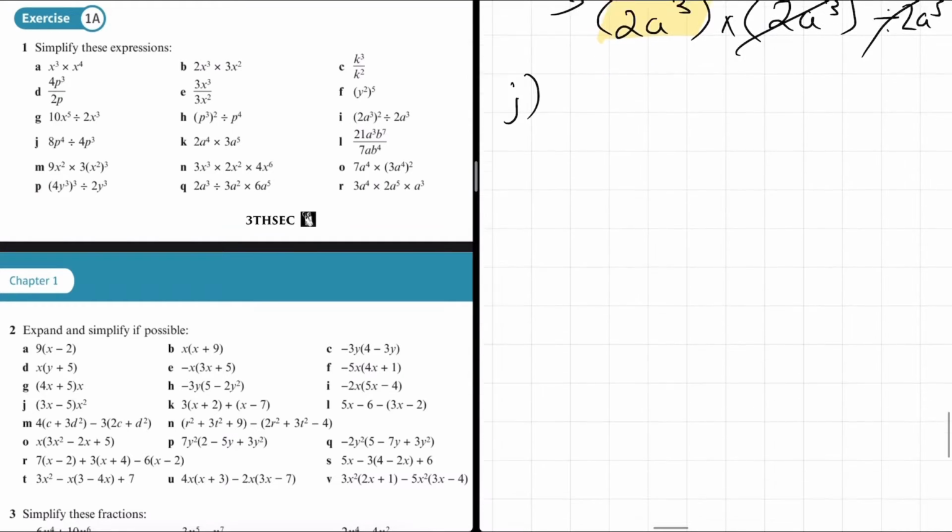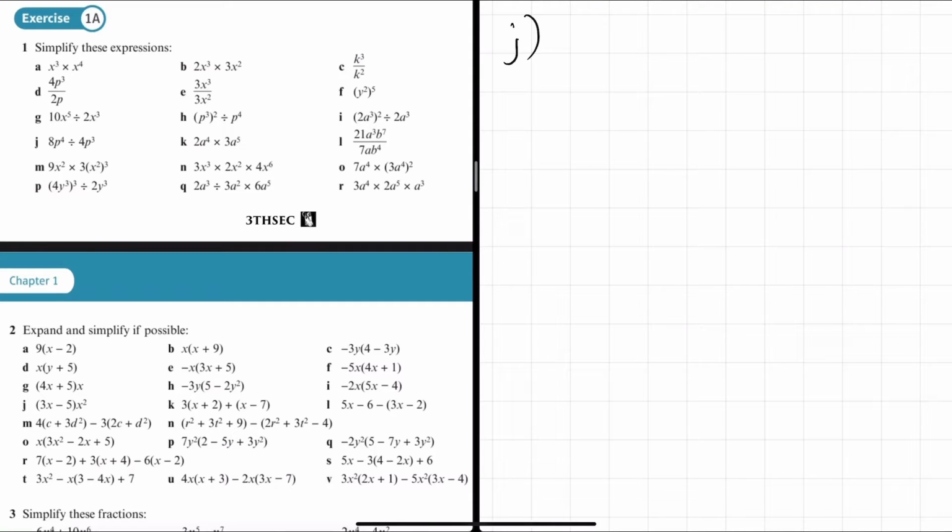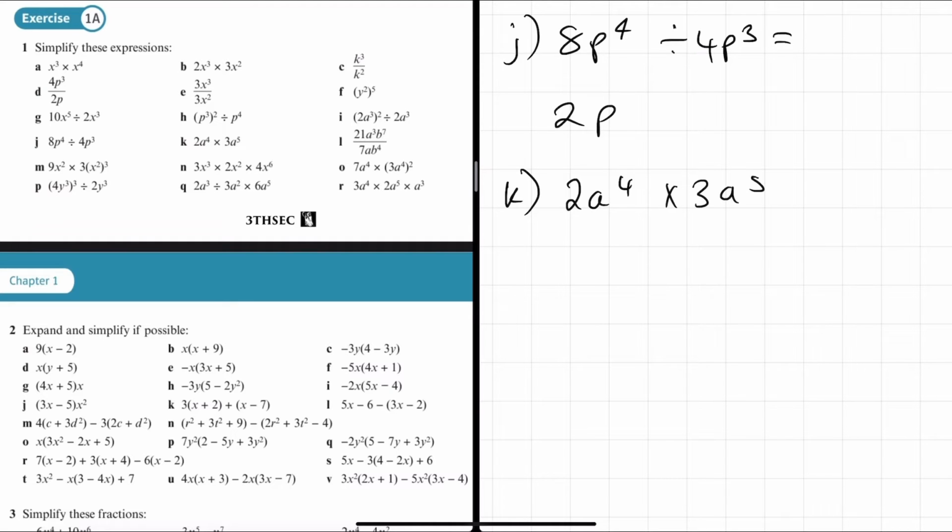J. 8p to the power of 4 divided by 4p cubed equals 2p. 2a to the power of 4 times 3a to the power of 5 equals 6a to the power of 9.